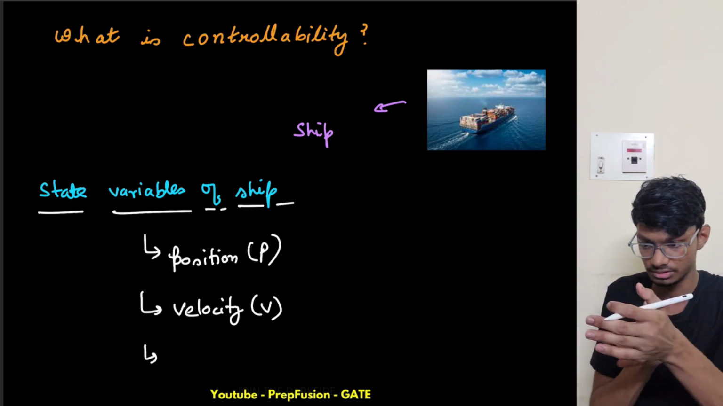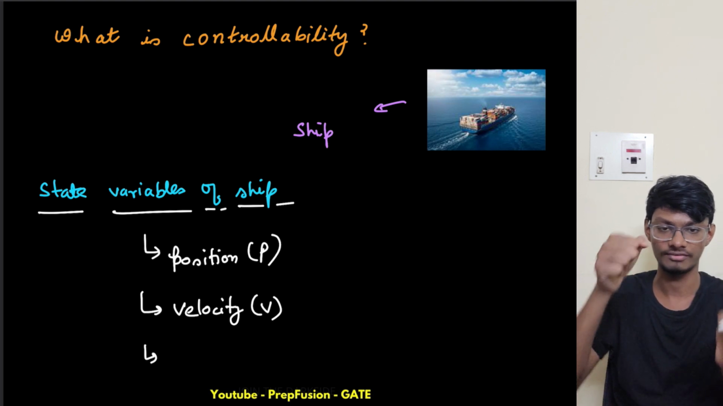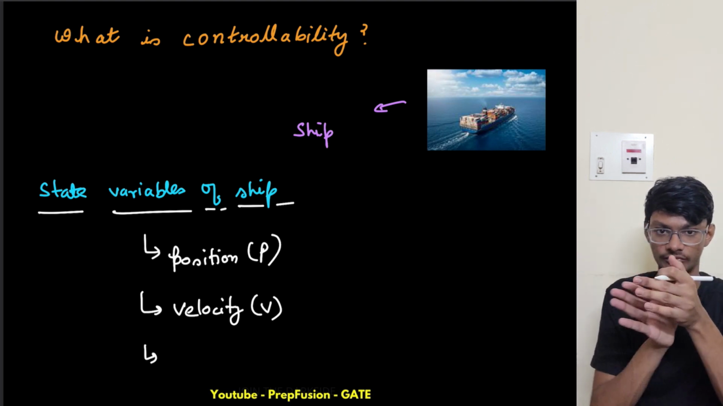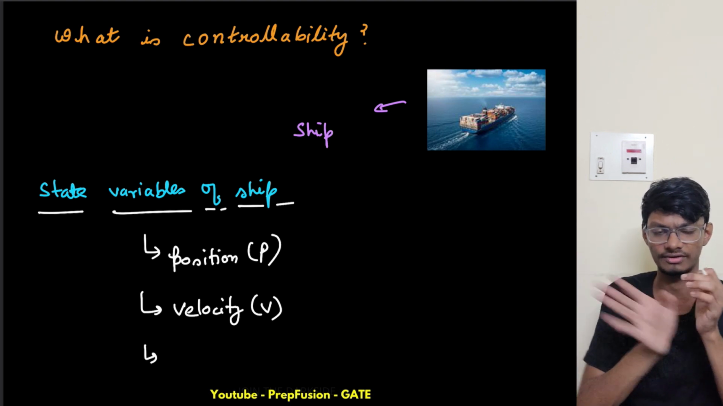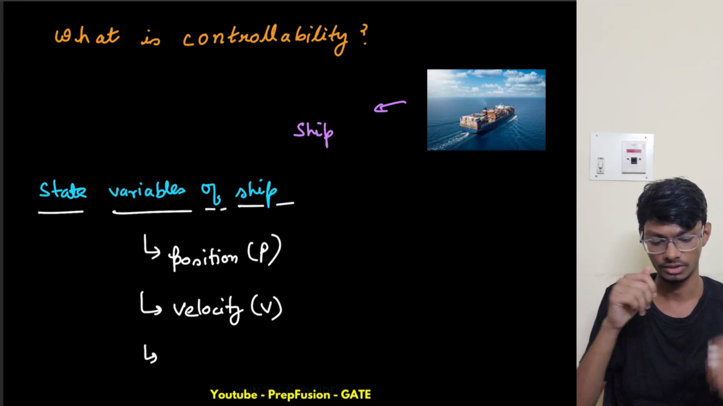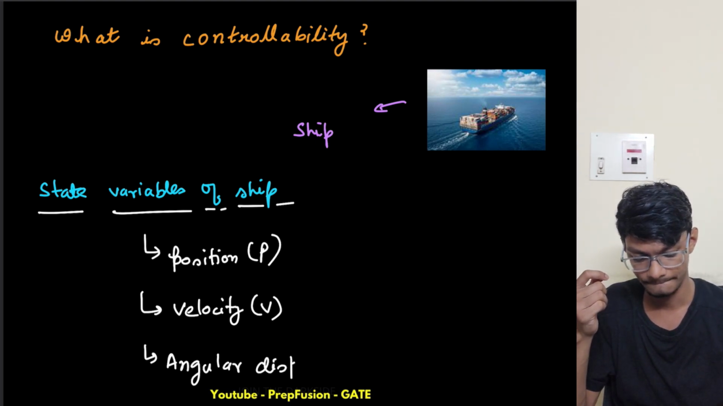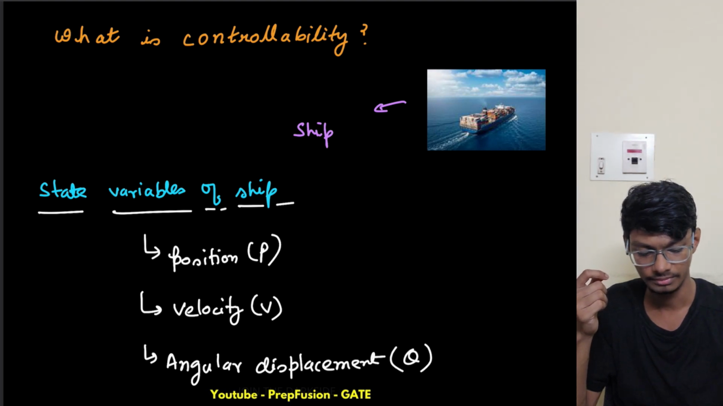Then let's say we have angle, the direction in which it is moving. Steering has two parts: left, right, or the angle it is moving. Left, right means 90 degrees; if it is going straight, it's straight only. So we can also give it angular displacement. Let me name this theta.